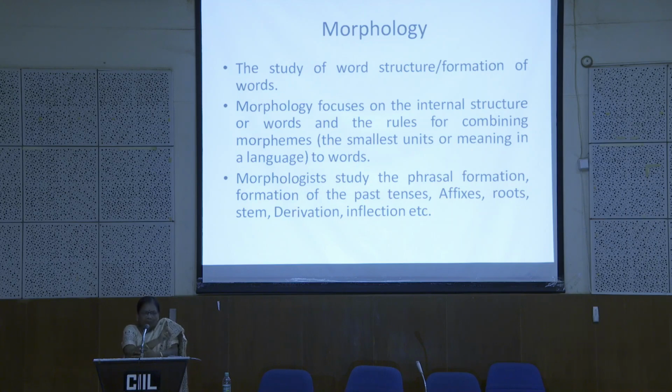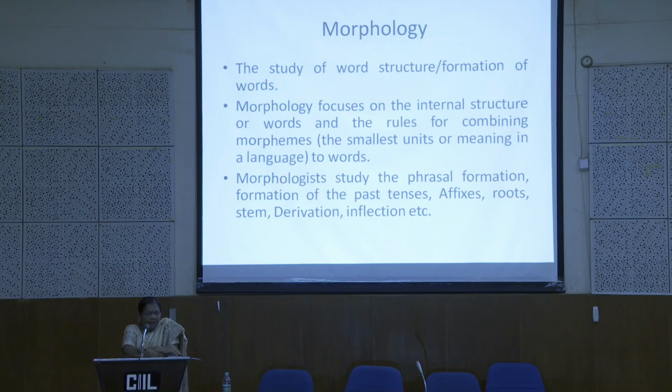A root is monomorphic. A stem may be monomorphic, bimorphic, trimorphic, anything. So it is going to take a plural marker, dancers. So it is a stem only, it is not a root.